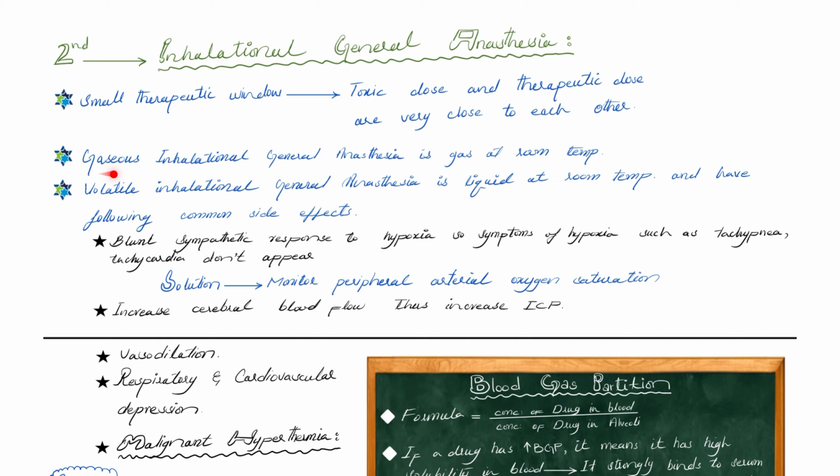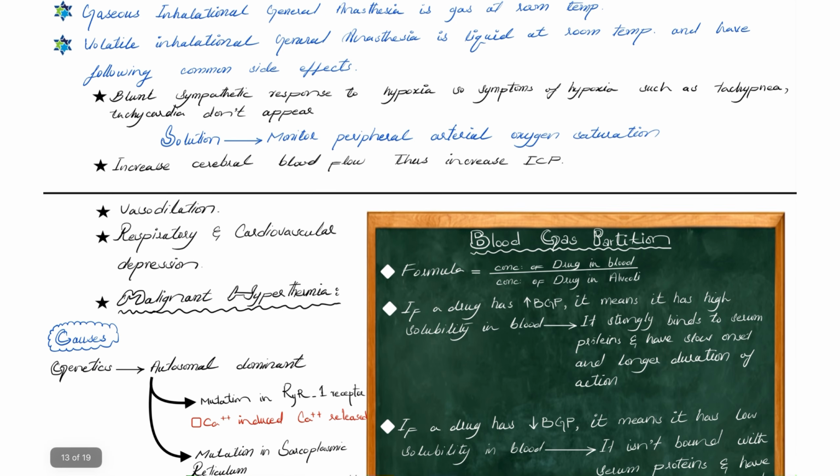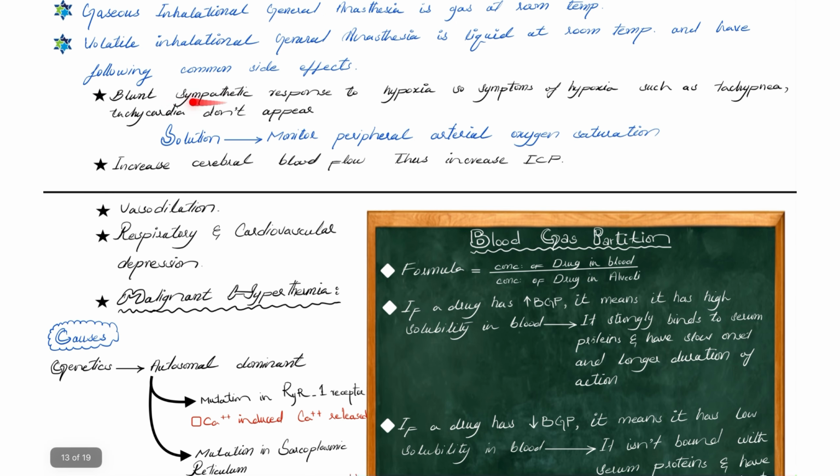They are of two types. One is gaseous inhalational general anesthesia, which is gas at room temperature, and volatile inhalational general anesthesia, which is liquid at room temperature. All the inhalational general anesthetics have some common side effects. Number one, the blunt sympathetic response to hypoxia. So symptoms of hypoxia such as tachypnea, meaning increased ventilation, and tachycardia, meaning increased heart rate, do not appear.